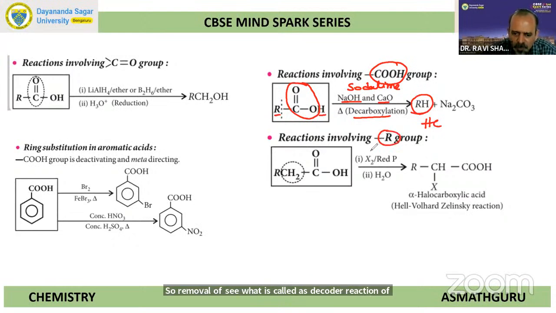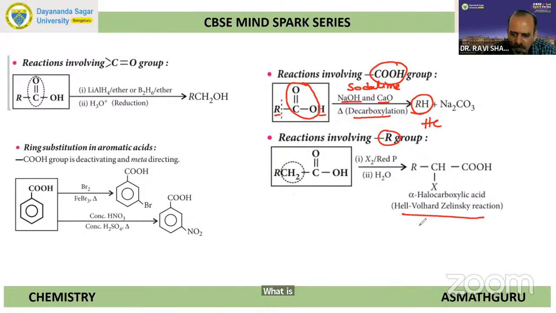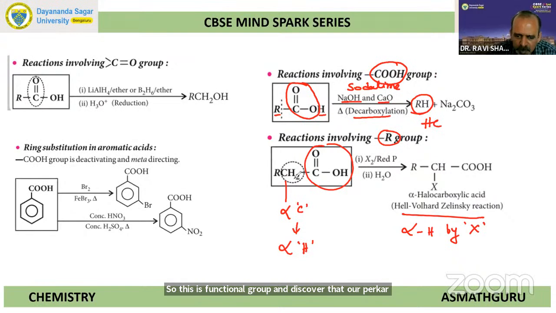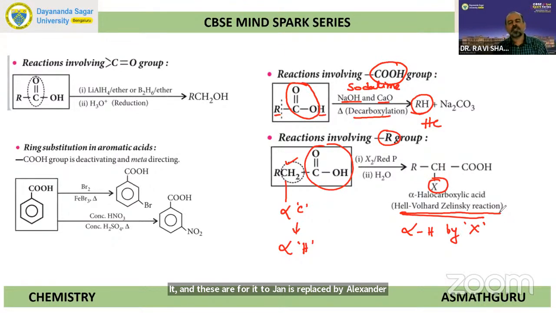Reaction of the R group. What is that, sir? We call it the Hell-Volhard-Zelinsky reaction. What is that? Replacement of an alpha hydrogen by halogen. This is the functional group, and this carbon is the alpha carbon. The hydrogen attached to it is called alpha hydrogen. This alpha hydrogen is replaced by halogen, sir. And that reaction we call the Hell-Volhard-Zelinsky reaction.